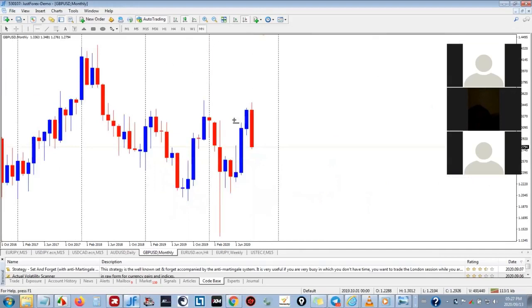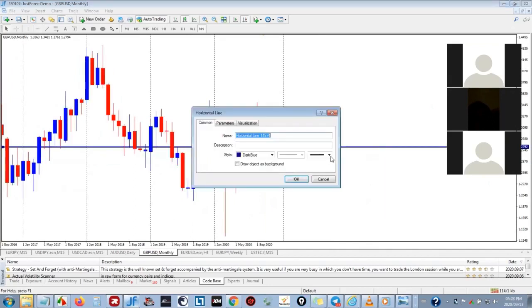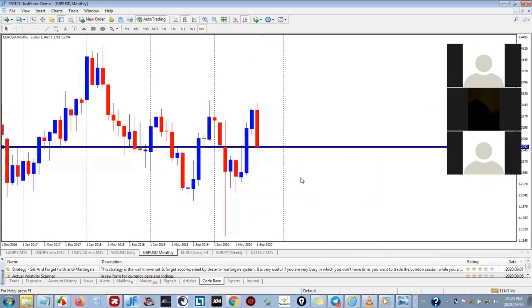So we draw your current price. This is the current month for GBP USD. I just drew this blue line. Can you all see it? This is our current price in the GBP USD monthly.